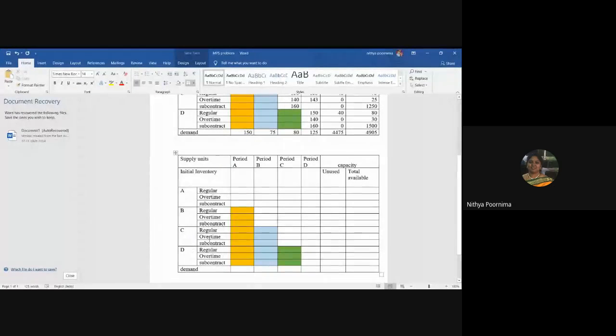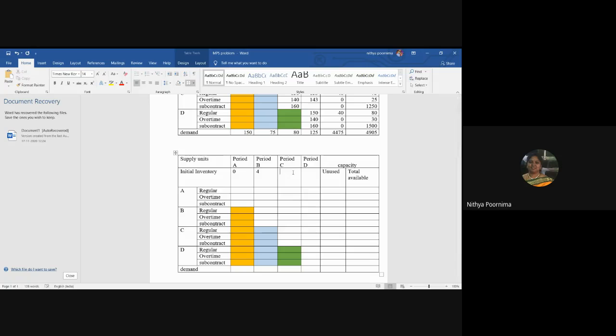See, for the same problem, it also has A, B, C, D periods. It also has regular time, overtime, and subcontracting. And if you see, the inventory details are also given to us, right? Can somebody tell me what is the inventory carrying cost that has been given to us? Initial inventory will be 0. It is there in the inventory details. 4, ma'am. It is 4.